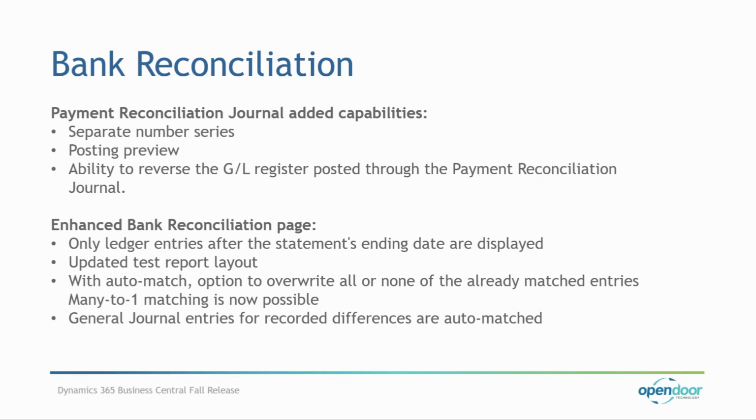You can also do many-to-one matching. That is very useful for people who are reconciling payments from clients, sometimes from e-commerce sites, that might come into the bank account as one collapsed entry, and then you have to reconcile it against several entries that were on the customer side. So it's much easier to match and reconcile those types of cash receipts. And also auto match is now available for the adjustment entries for differences that you can post during the bank reconciliation process.